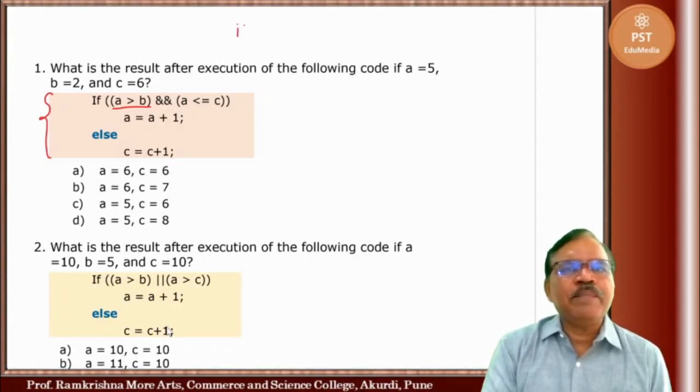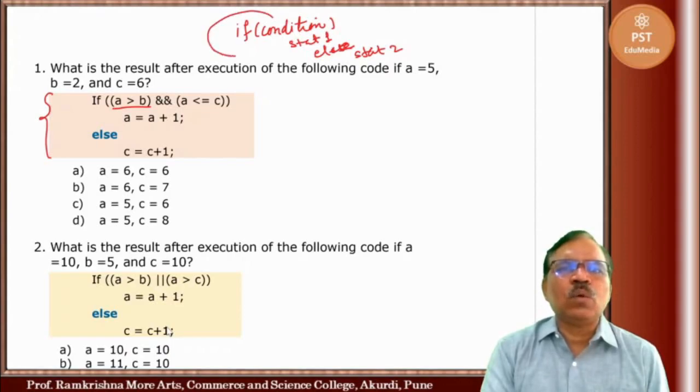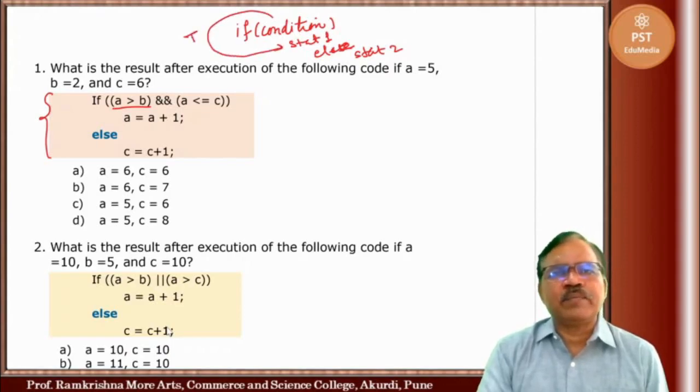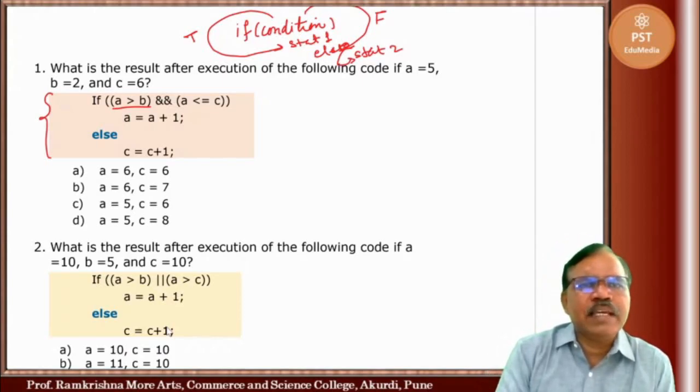Now see here, we have an if condition, and here we have a statement. So I can take statement 1, else, statement 2. So what happens? If the condition is true, statement 1 is executed and the statement in else is ignored. If the condition is false, else is executed. So what happens here? If A greater than B and A less than or equal to C.